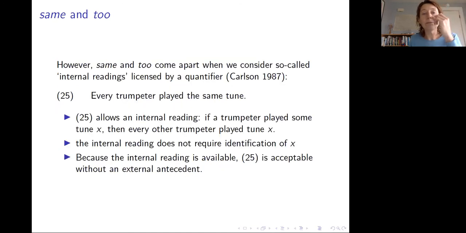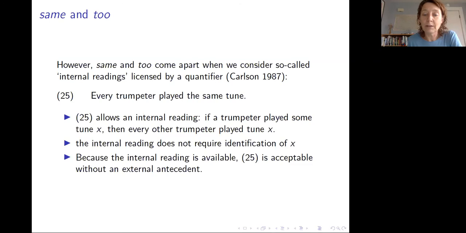However, same and too come apart when we consider so-called internal readings licensed by a quantifier. So an example of an internal reading is given in 25. Every trumpeter played the same tune. 25 allows an internal reading, which is, if a trumpeter played some tune X, then every other trumpeter played tune X. Notice importantly that this internal reading does not require identification of X. That is, we can judge whether it's true or false without knowing what tune we're talking about.